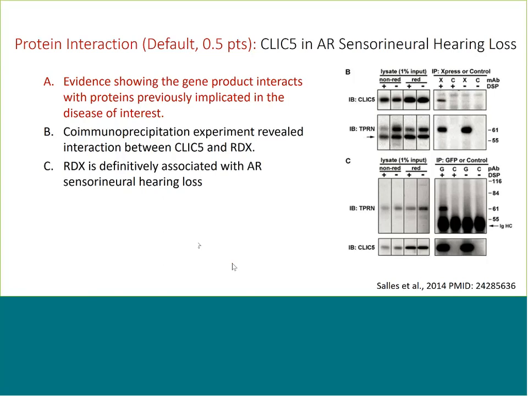Something that is maybe a little bit more technical that we hadn't necessarily considered in the hearing loss group, but might be something to consider, is whether endogenous IPs are done or transfected IPs. I know a lot of times, because of technical limitations with antibodies, you need to do a transfected co-IP with tagged proteins. So in this case, we weren't concerned about that and just scored it the standard points of 1/2.